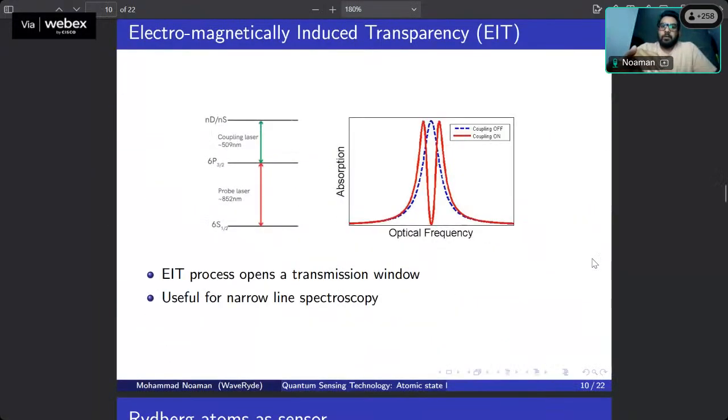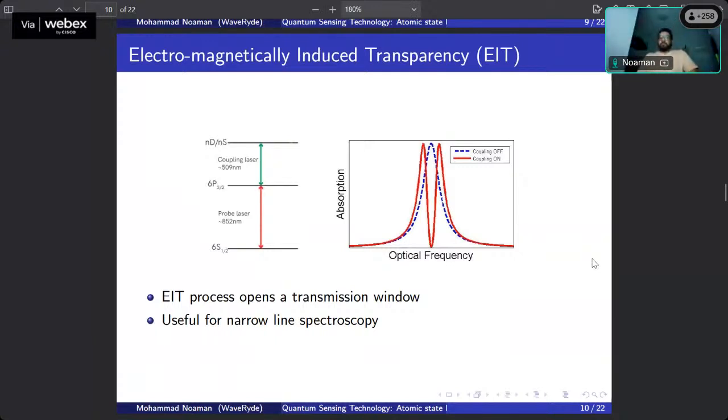Okay, so now moving on towards how we implement the Rydberg atom-based technologies for sensing. And one step before we go to some applications is a term called electromagnetically induced transparency.